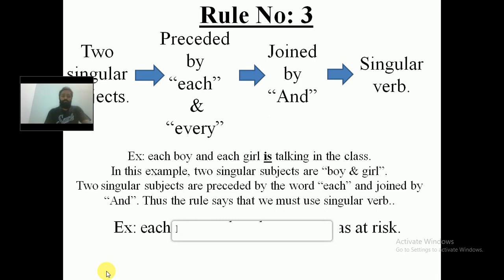I'll give one more example. Each man and each woman was at risk. Two singular subjects, man and woman, preceded by the word each, joined by the word and, we are using the singular verb.